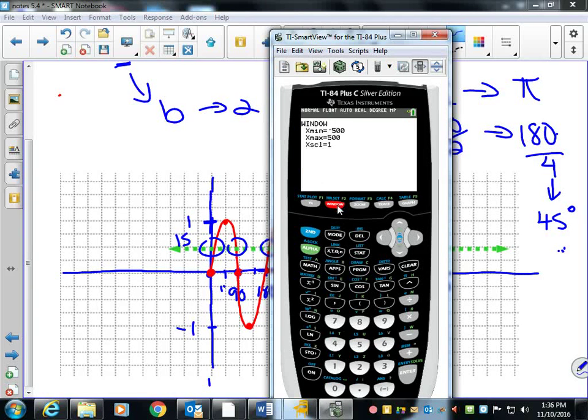Okay? So I'm going to go into my window. My x min, I really don't care. It should be around 0. My x max, we want at least 720, right? So maybe I'll do 730. And my y, I'm just bouncing between 1 and -1, right? So why don't I put it as -2 and +2 so I get a really nice stretched out graph. Okay? I'm just going to check my mode. My mode should be in degrees because this is one of the questions we're dealing with in degrees. I hit graph.